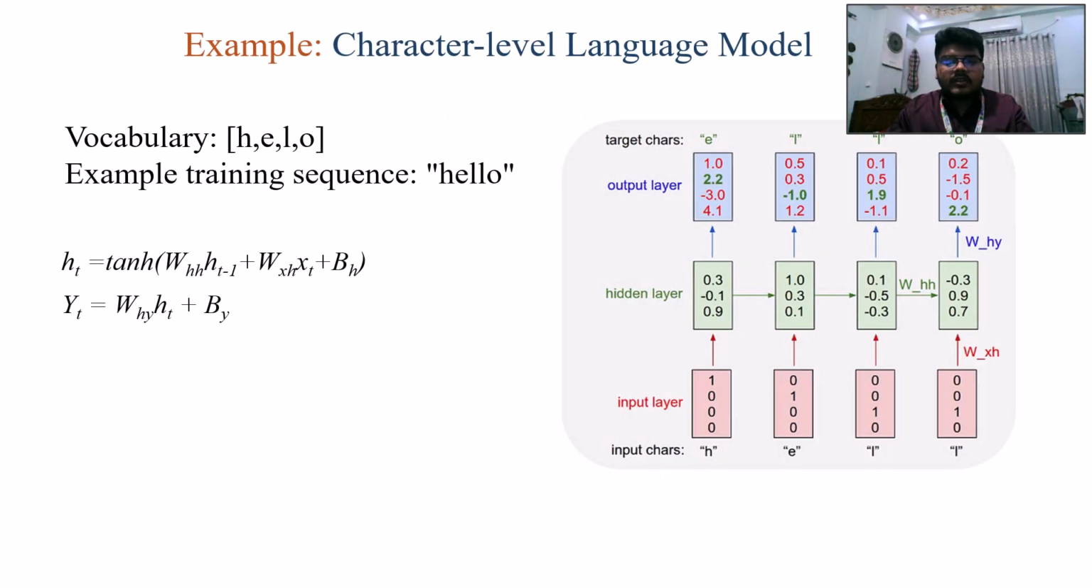Here is an example, a character-level language model. Let's say our vocabulary is H, E, L, O, and the example training sequence is hello. Here ht equals tanh, so we are using the tanh activation function. The formula is tanh of Whh times ht minus 1 plus Wxh times xt plus bh. There is an image where we can see how the input layer, hidden layers, and output layers work.